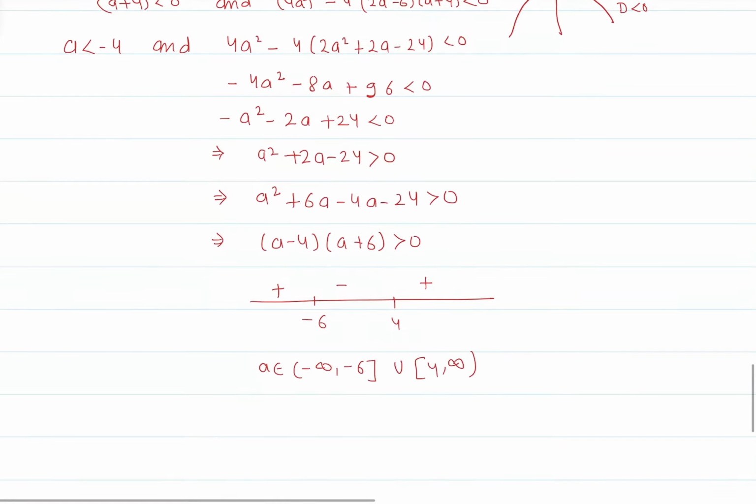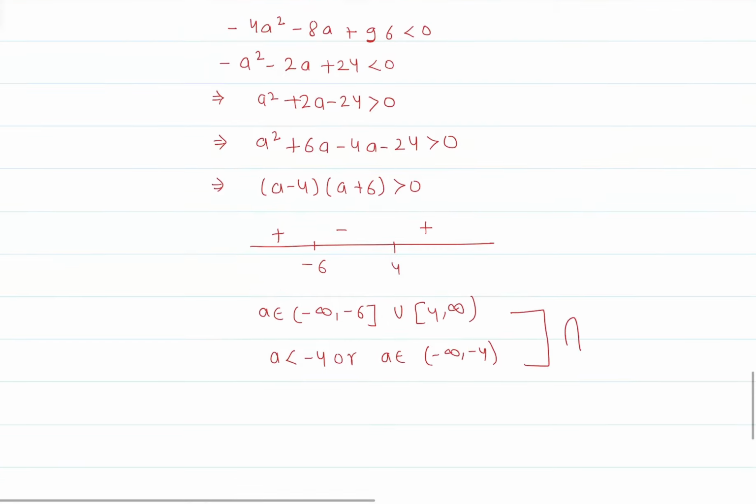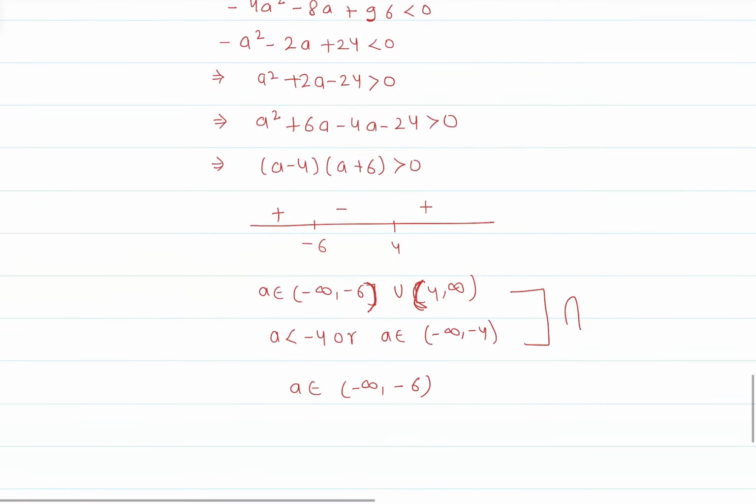If we take the intersection of this with a less than minus 4, or we can say a belongs to minus infinity to minus 4, we get the intersection of these two: a belongs to minus infinity to minus 6. Here we have an open interval. So the answer of this question is minus infinity to minus 6, open interval.